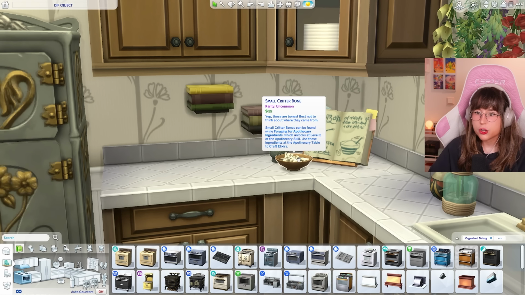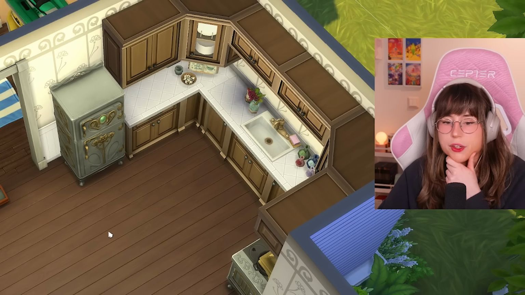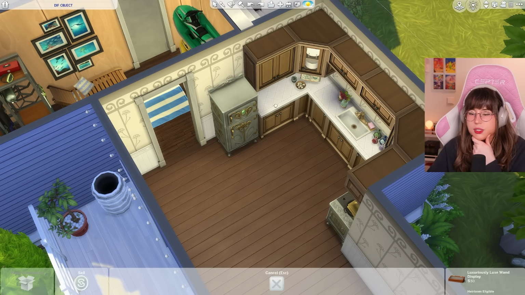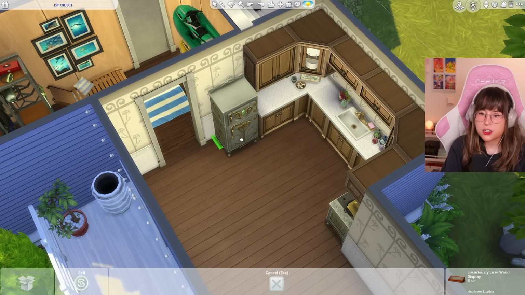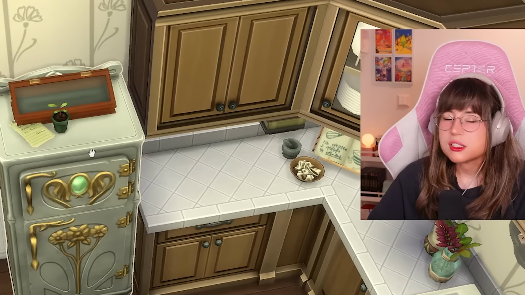We got some bones over there, you know. We got some potions. We got some olive oil. We got it all. But now I am kind of wondering though, where are we gonna put this one? Because I don't really want it on a counter. What about on the fridge? Would that make any sense? I mean, kinda maybe. I'm gonna say it does for now.